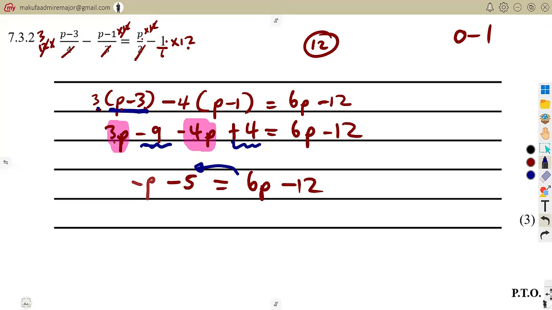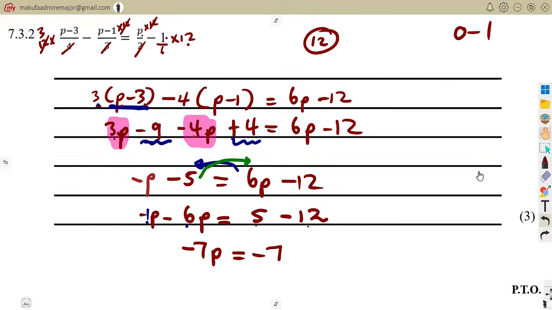Collecting the terms of p on one side, we can take this 6p to the other side. Then we take the minus 5 to the other side of the equation. The moment 6p crosses to this side, it becomes a minus. So it will be minus p minus 6p is equal to the minus 5. The moment it crosses the equal sign to the other side, it will be a positive 5. So it will be 5 minus 12. Minus p means minus 1p. So it's minus 1 minus 6, which is minus 7p, is equal to 5 minus 12, which is minus 7. So what is the value of p?